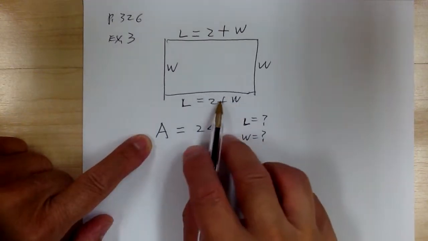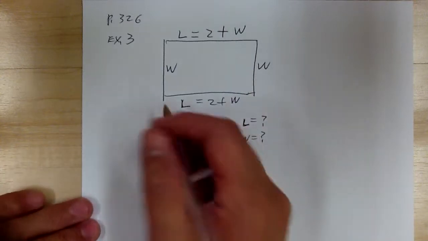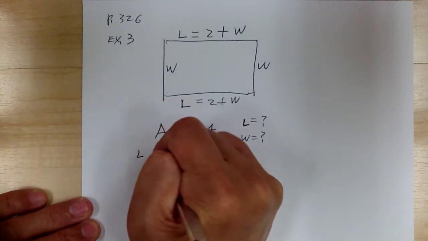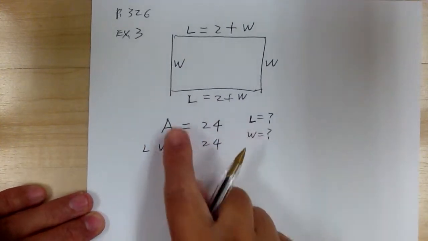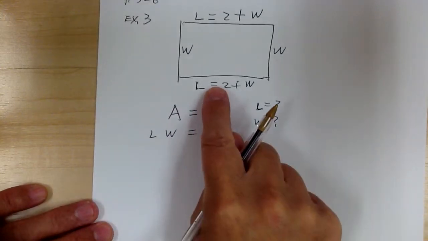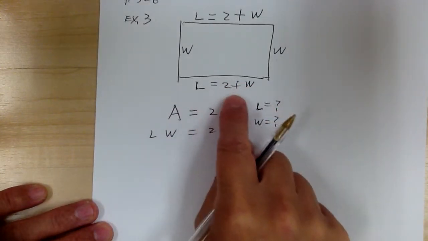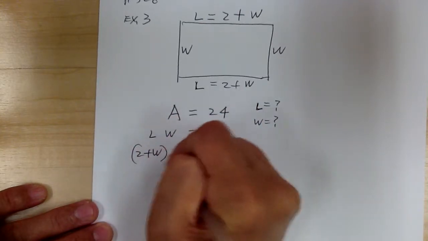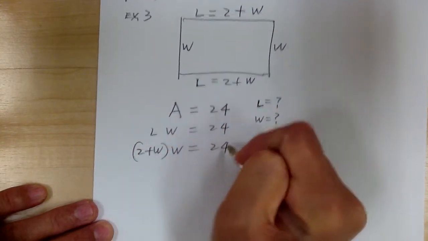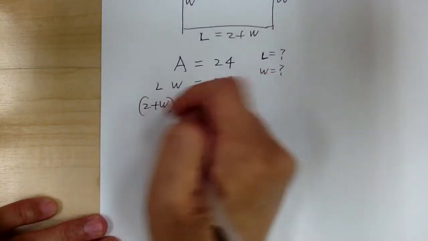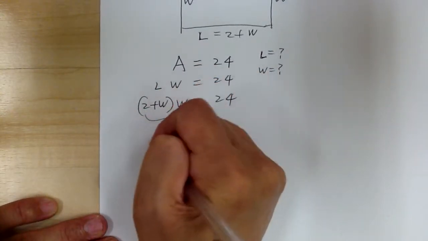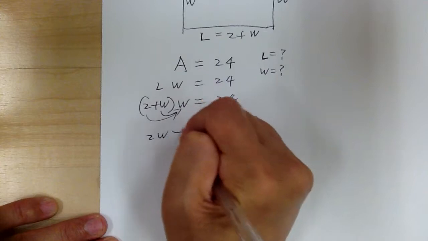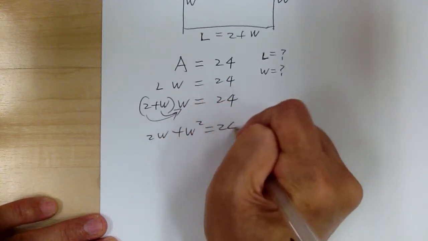Area is equal to the length times width. Okay, so area is length times width of the rectangle. But whenever you see equal, that's your clue. You have to substitute, right? So length is 2 plus W. So substitute. Okay, now you have to work it out. So distribute, multiply. So you're going to get 2W plus W squared equal to 24.